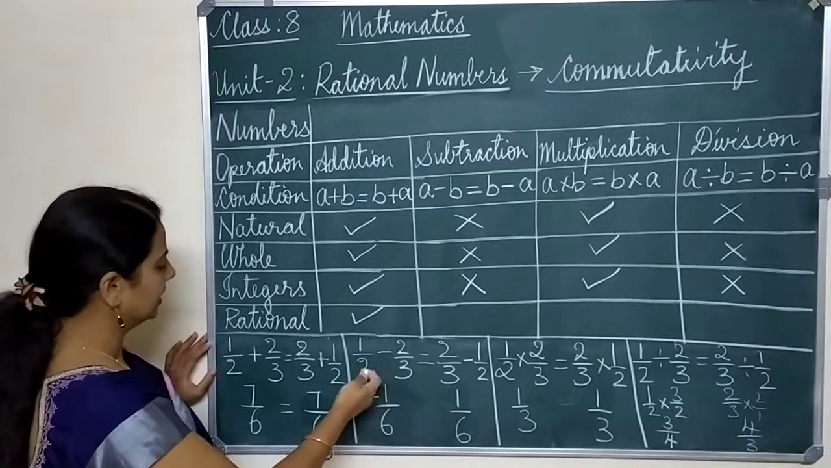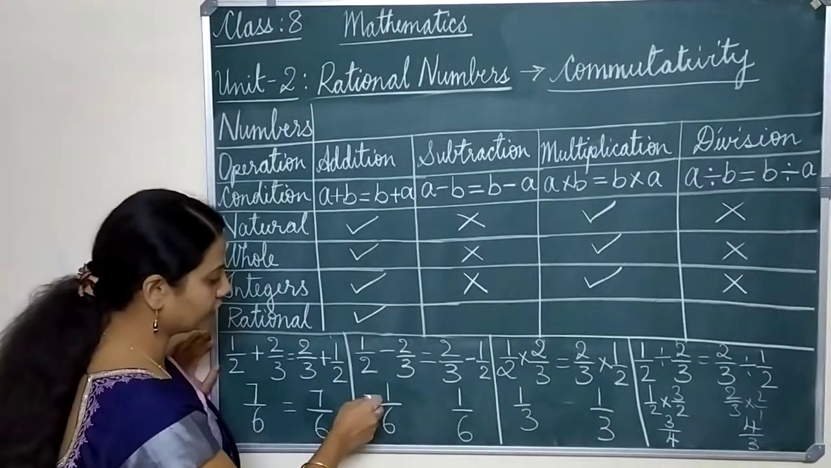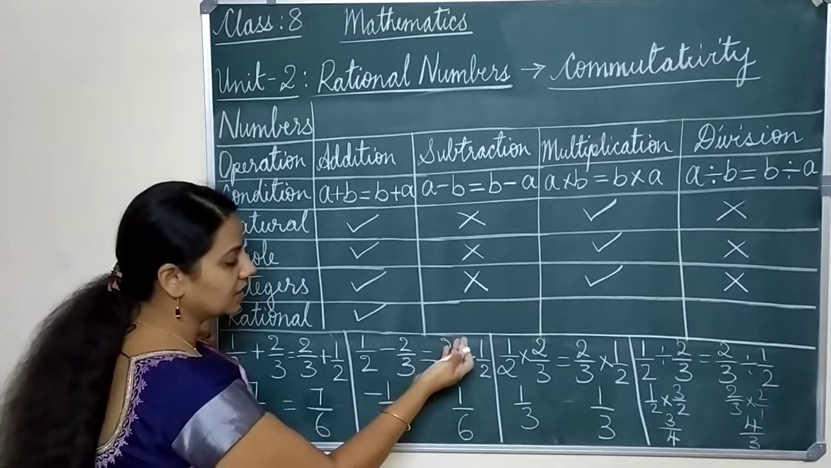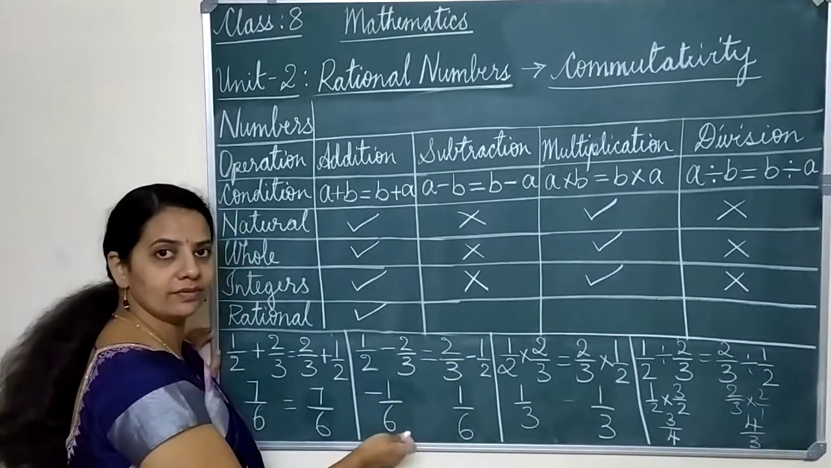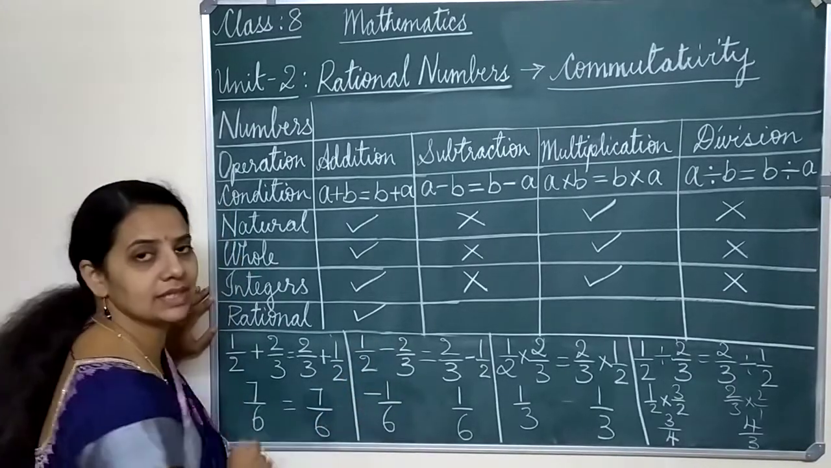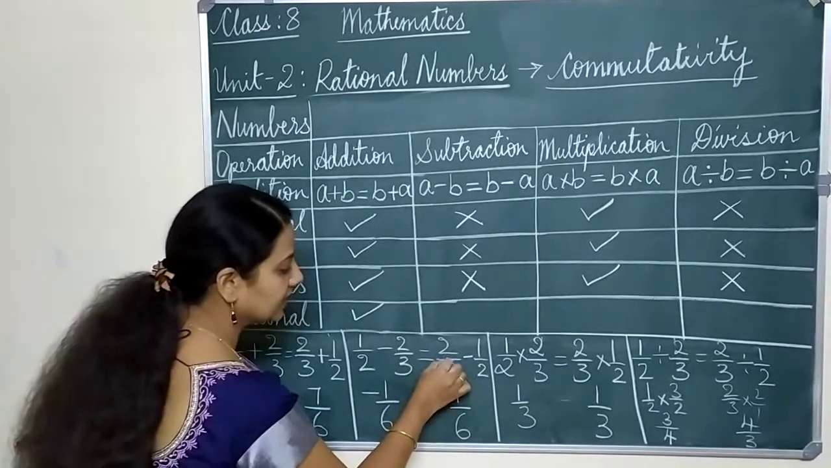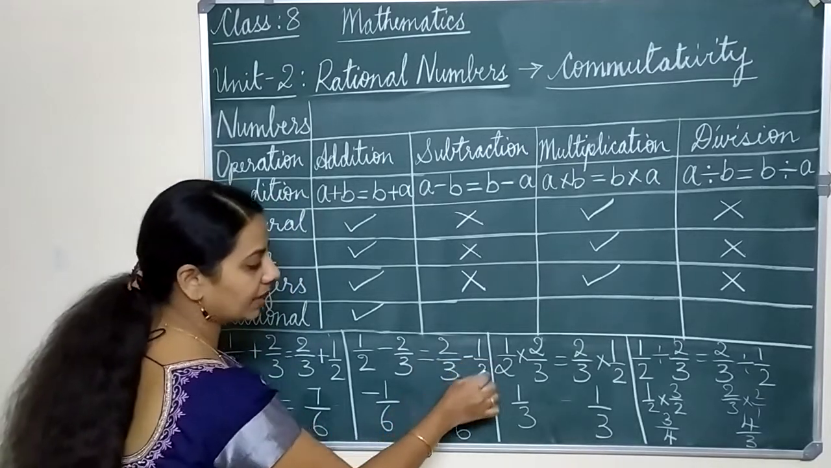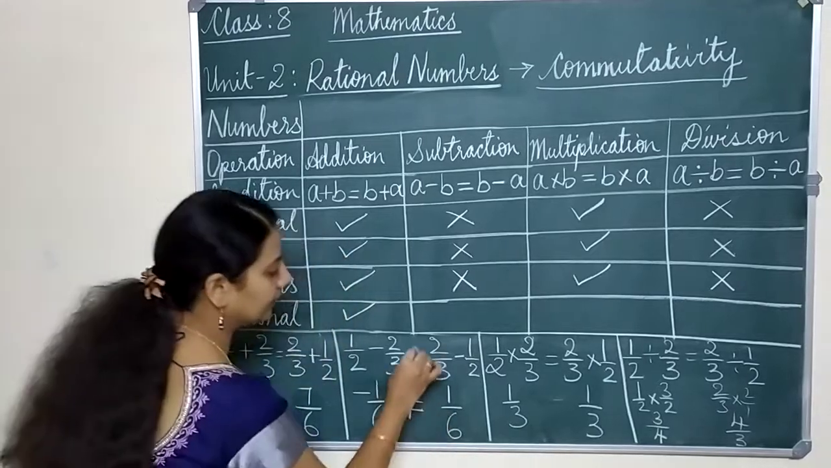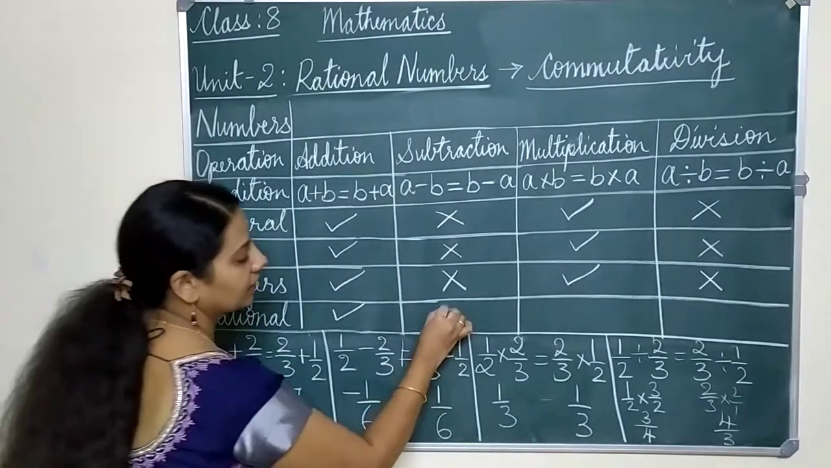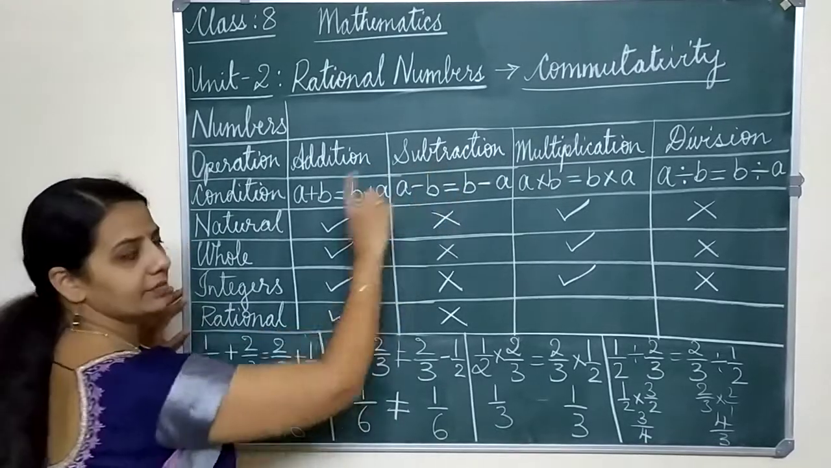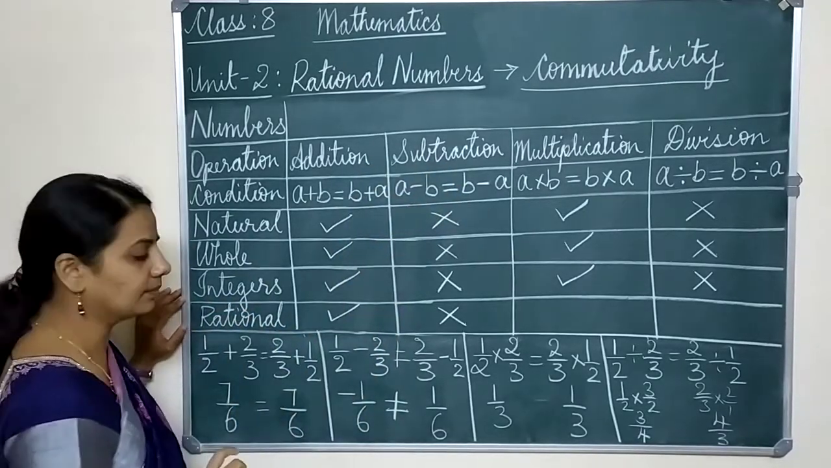Now let's take this example for subtraction. 1 by 2 minus 2 by 3 is the same as 2 by 3 minus 1 by 2 or not? We'll check. 1 by 2 minus 2 by 3 is minus 1 by 6, whereas in this case, 2 by 3 minus 1 by 2 gives you 1 by 6, which is not equal. So the commutative property doesn't hold good under subtraction for rational numbers.